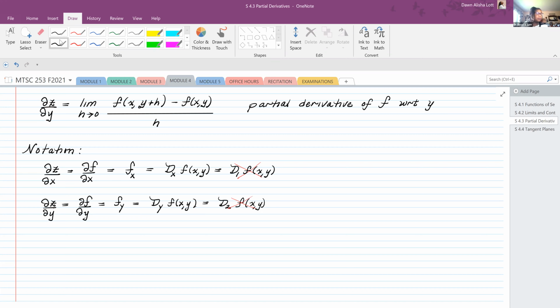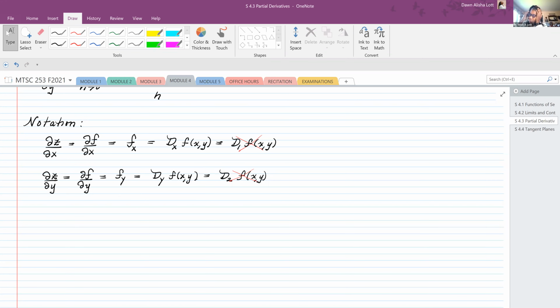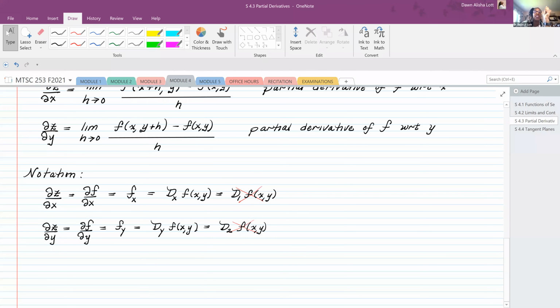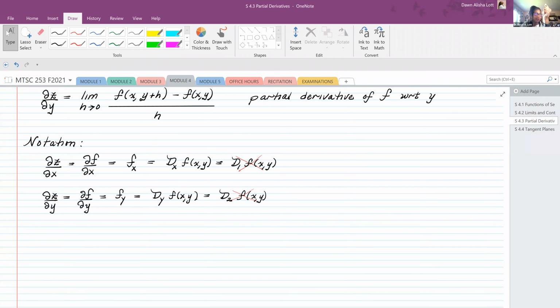Okay, so now the way you do this is, in order to take the derivative with respect to x, you assume that your y is like a constant. The only thing that is actually changing is x. So here's an example.